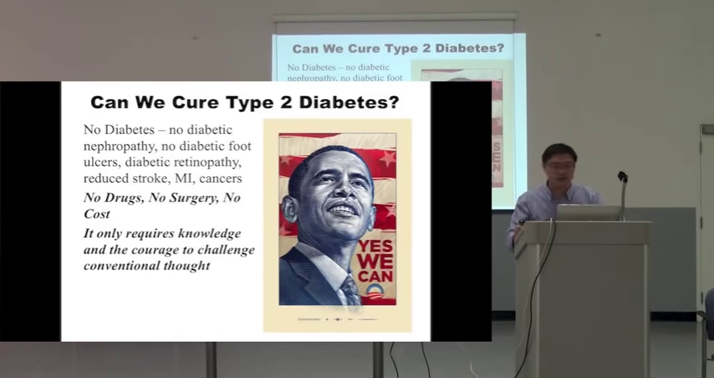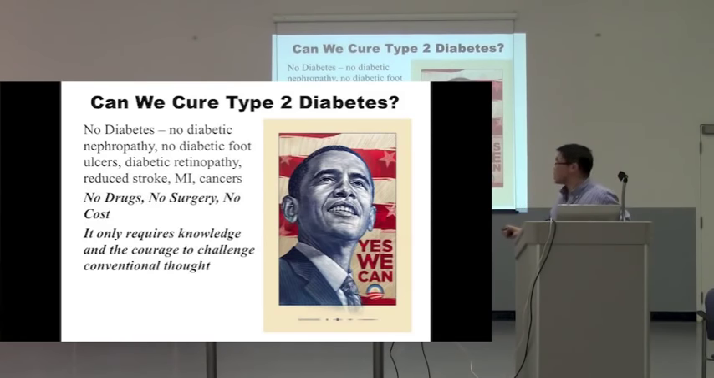You don't have to worry that they're going to go blind from diabetic eye disease. They're not going to get their feet chopped off because of peripheral vascular disease. There's the cancers, there's the strokes, there's the MIs. And all of it is available to all of us for no cost, right?